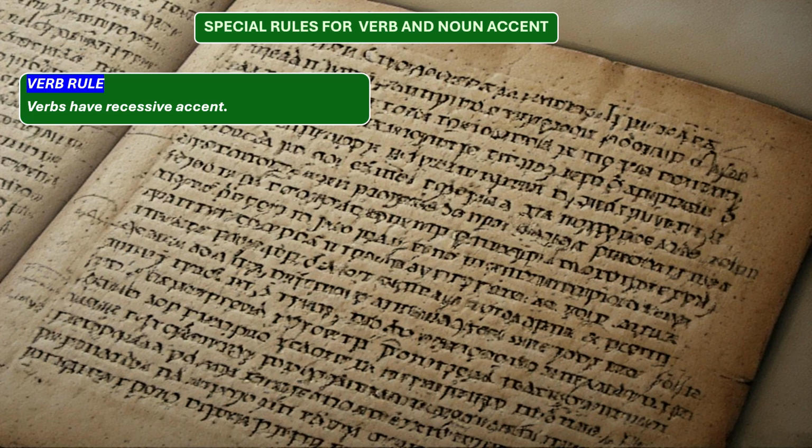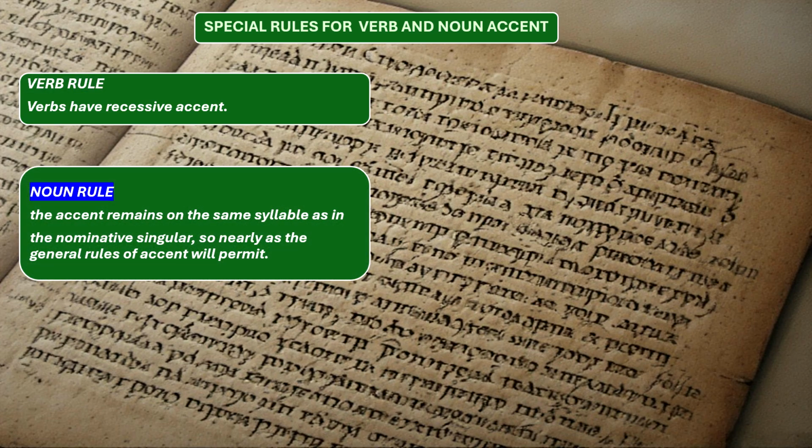And with respect to nouns, the accent remains on the same syllable as in the nominative singular, so nearly as the general rules of accent will permit. This rule differs from the rule of verb accent in that it does not, of itself, fix the accent of noun forms. The accent on the nominative singular, the form given in the vocabularies, must be learned by observation for every noun separately, just as the spelling of the words must be learned. So much is merely a part of learning the vocabularies.